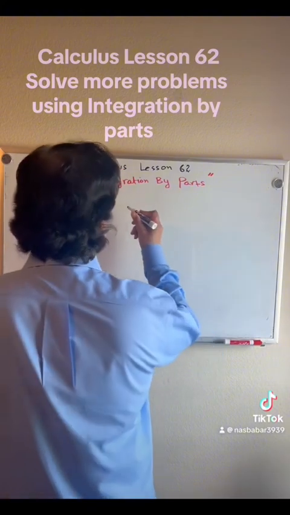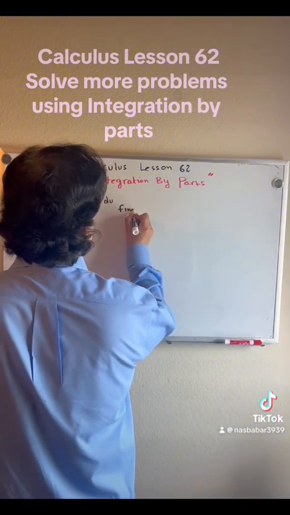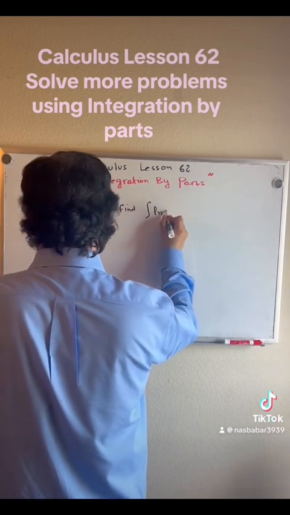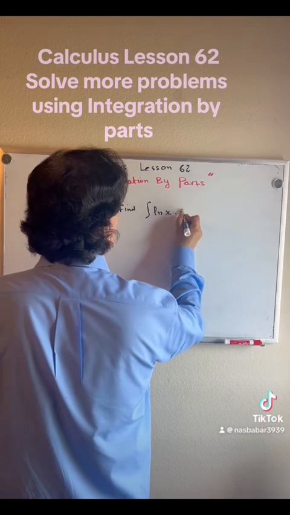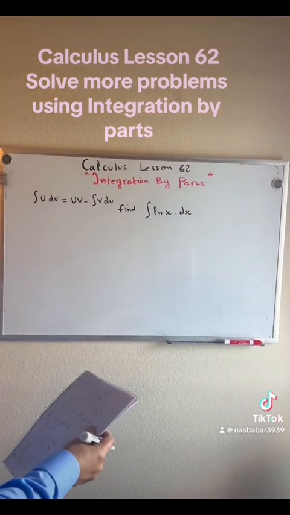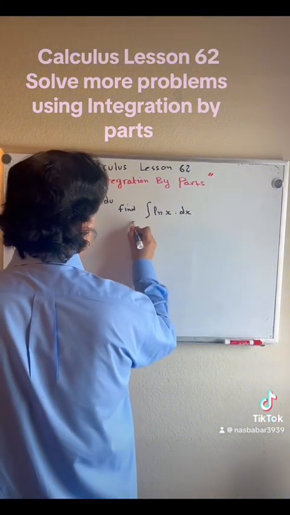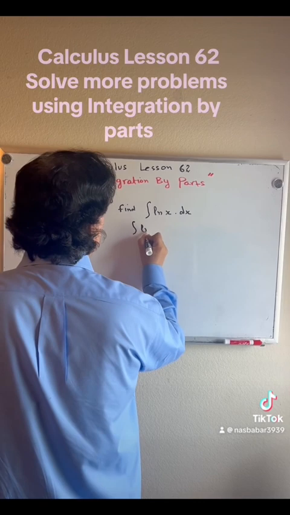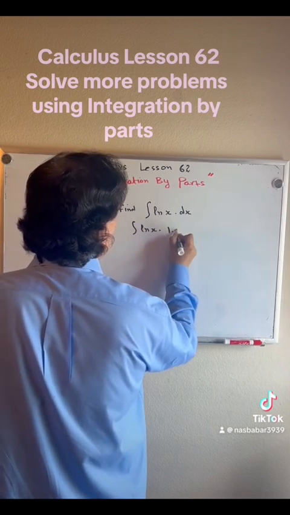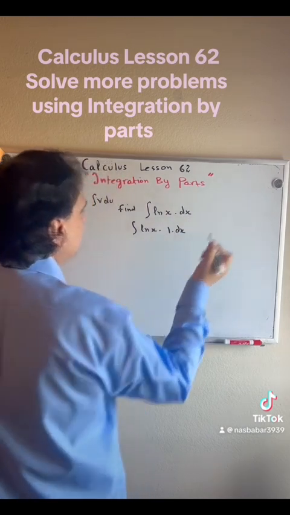Let's say the first problem is, find the integral of natural log of x dx. How would you do that? By using integration by parts. First, I can write this as natural log of x times 1 times dx. It's the same thing. dx multiplied by 1 is still dx.